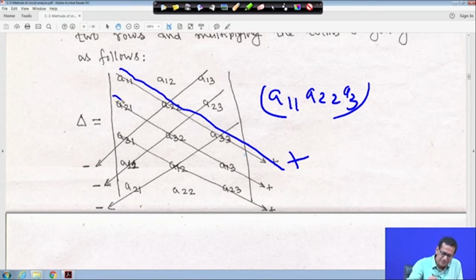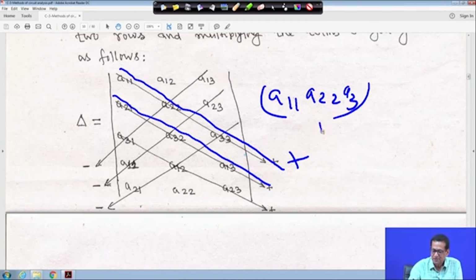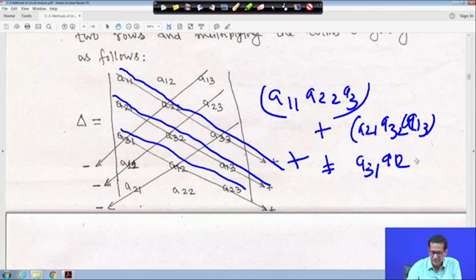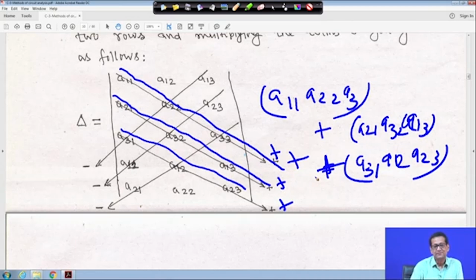Then this one, all these things I have taken, plus your a21, then a32, then a13, this is a13, then plus this one, this will be your plus, then a31, then your a12, then your a23. These are all plus signs I have made. This is plus, this is plus, this is plus, this side will be plus, and this side you take minus.